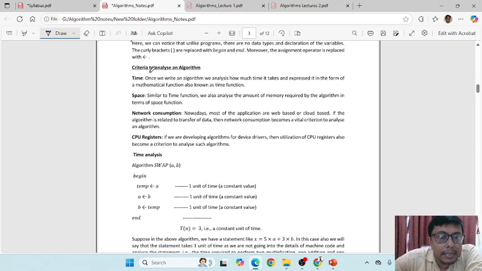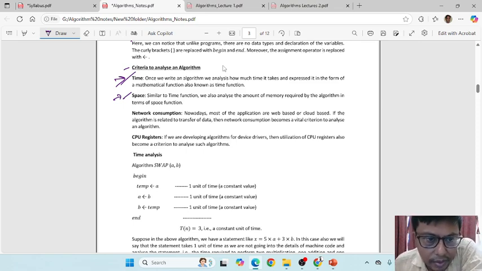Now, what are the criteria to analyze this algorithm? As I have told you, there are various other criteria apart from time and space, but we generally concentrate on these two only. What is this particular time function? These time and space functions are actually mathematical functions. I will give you several examples where we will learn how to write the time and space function of an algorithm.